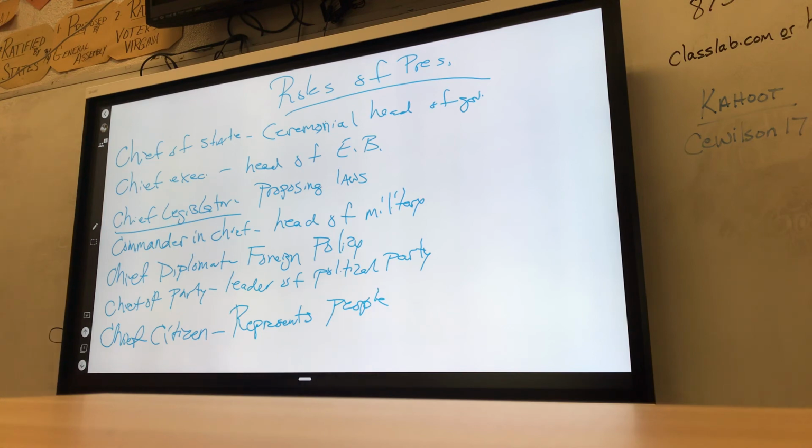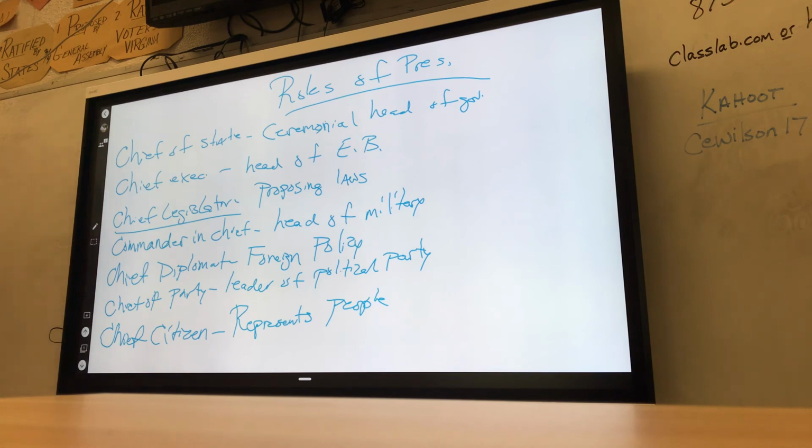Okay, and all presidents typically do this when some bad event happens, whether it's a hurricane or some type of shooting or violent activity. If the president shows up to show his support, then it makes the people feel better, that at least they know the president cares. And when he does those types of things, that's chief citizen. Okay, so everything the president does kind of falls into one of these 7 categories.